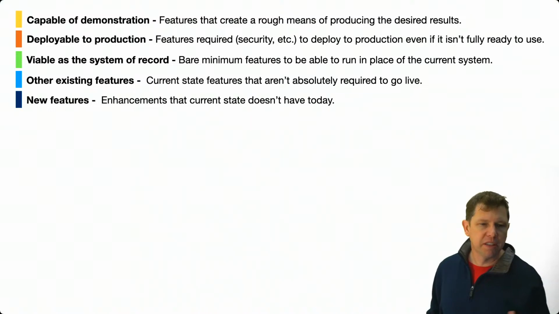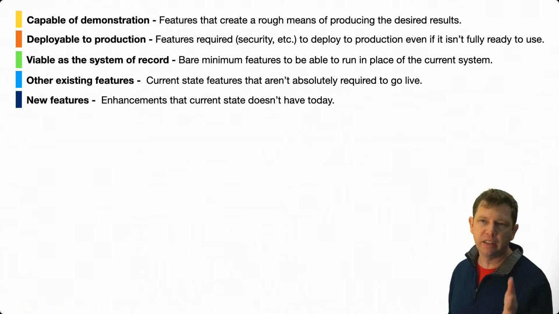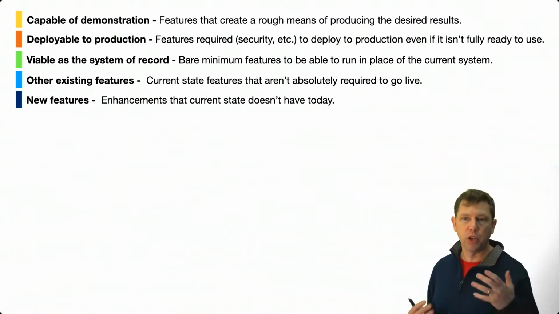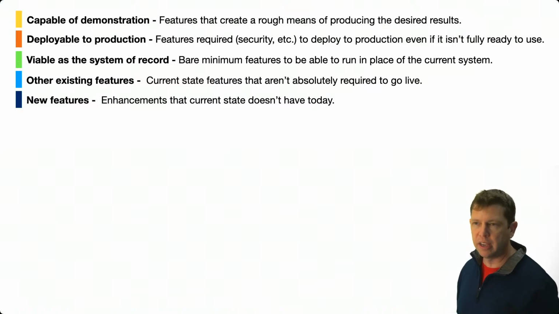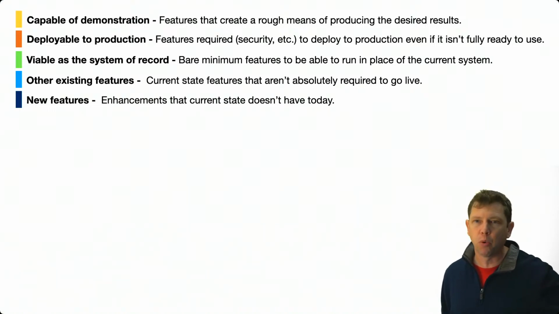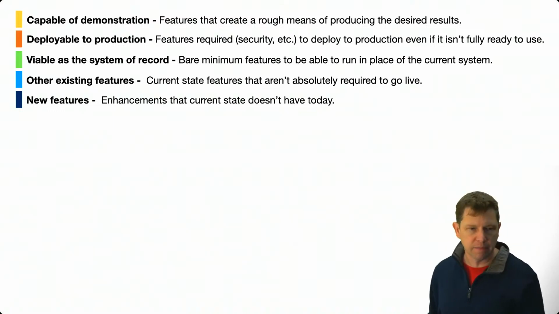The green is viable as a system of record. So viable as system of record would mean we've got the bare minimum features to be able to run in place of the current system if we're writing a new system. So this could go live. As viable as system of record, we could take this live and we could start using it. If we're replacing a system, we might need to keep the old system around for a while to look some things up or whatever, but this can actually start functioning on a daily basis of people using it.